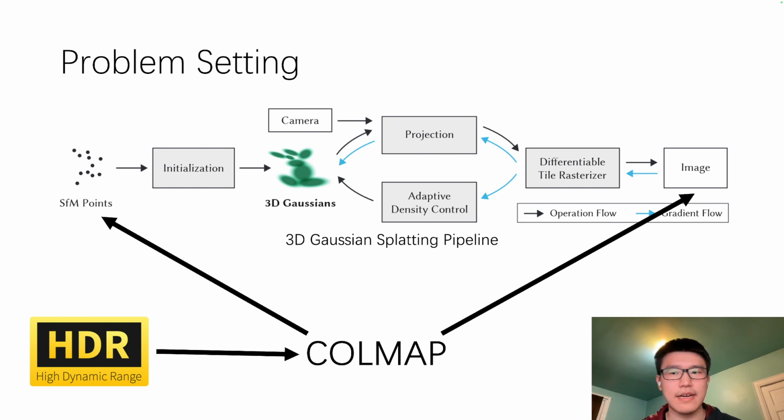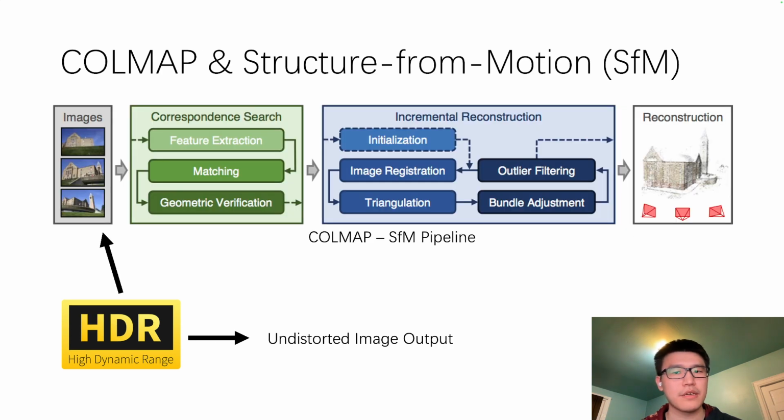I noticed that 3D Gaussian splatting is using structure from motion information generated from COLMAP along with the undistorted images as its actual input. COLMAP is an open-source software that provides a general-purpose structure from motion and multi-view stereo pipeline. Structure from motion is the process of reconstructing 3D structures from their projections into a series of images. COLMAP currently only supported SDR content as input and output, such as JPEG. So my work first is to bring HDR support to COLMAP.